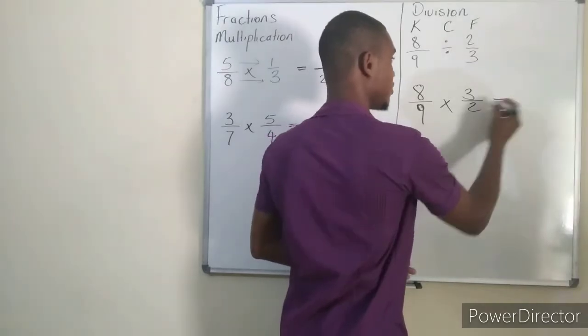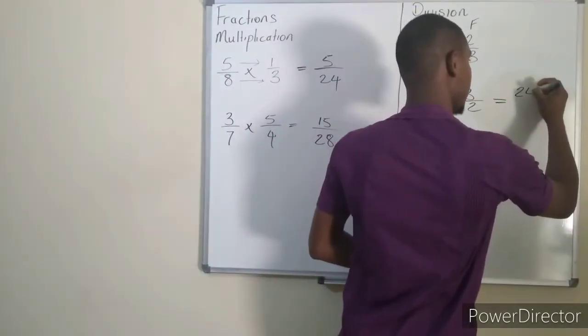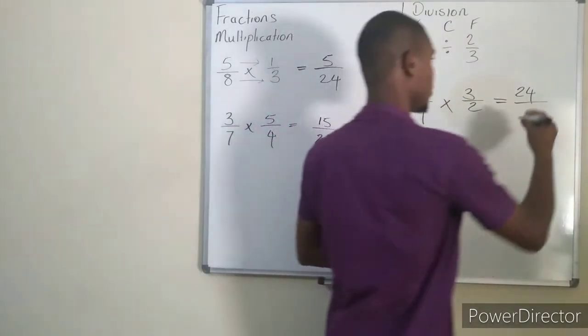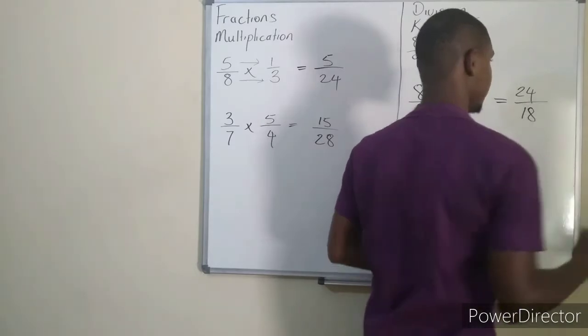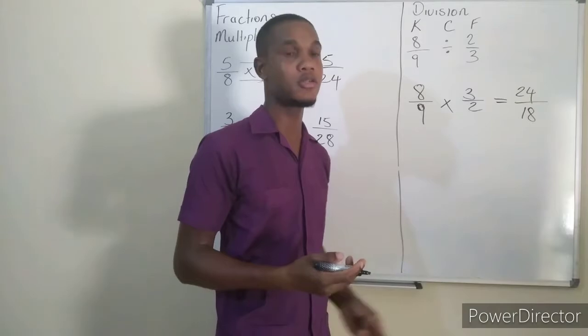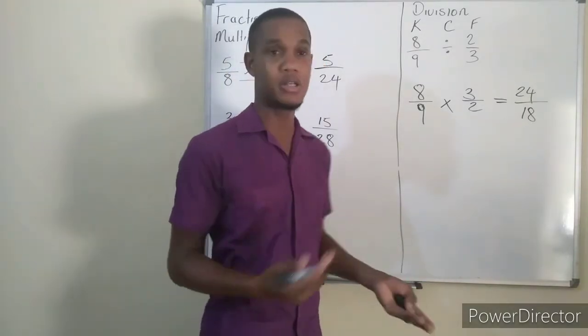So equals 3 times 8, that gives you 24. 2 times 9, that gives you 18. And once you are there, depending on what your question requires you to do, you can either simplify it, turn it into a mixed number, or you leave it as it is.